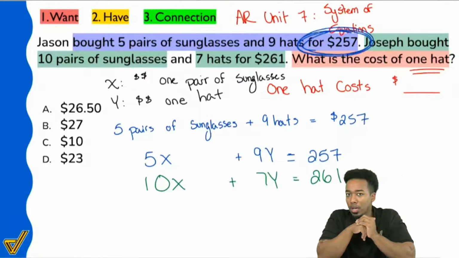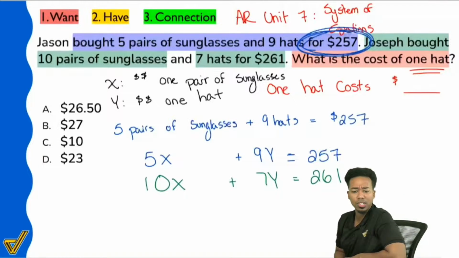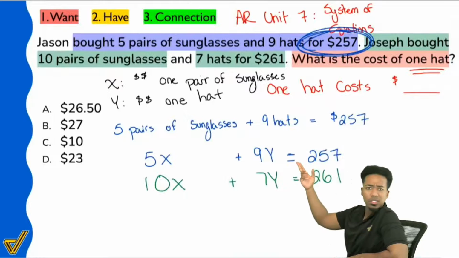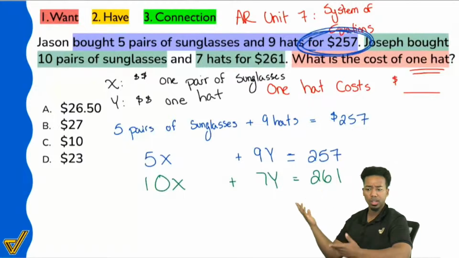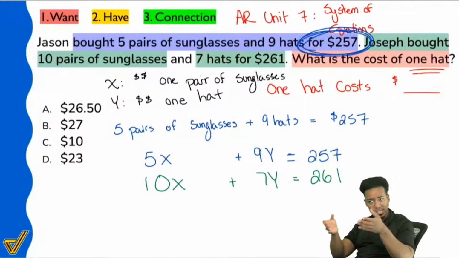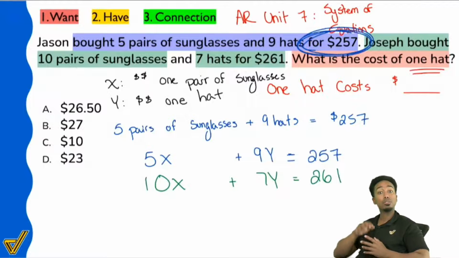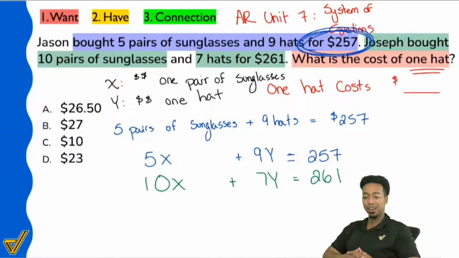Now we have these two equations: 5x plus 9y equals 257, and 10x plus 7y equals 261. We're looking at this and saying, okay, I know that these equations make sense. Is anybody here confused on how to solve them?